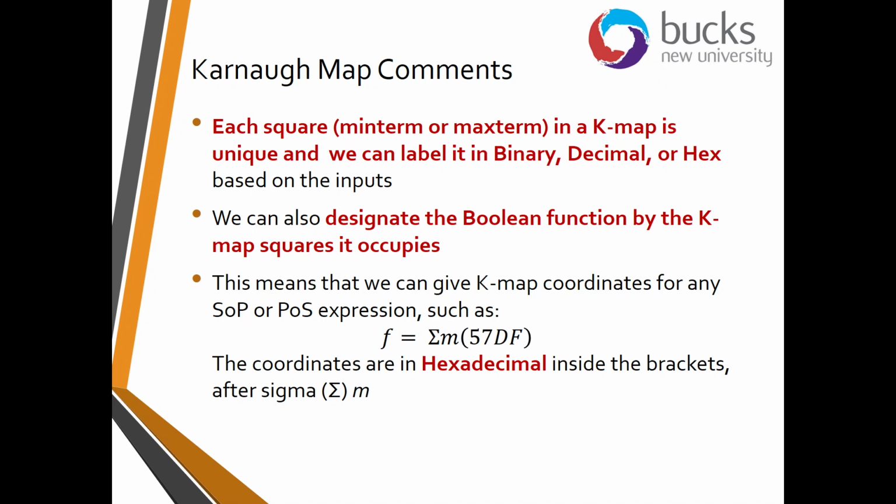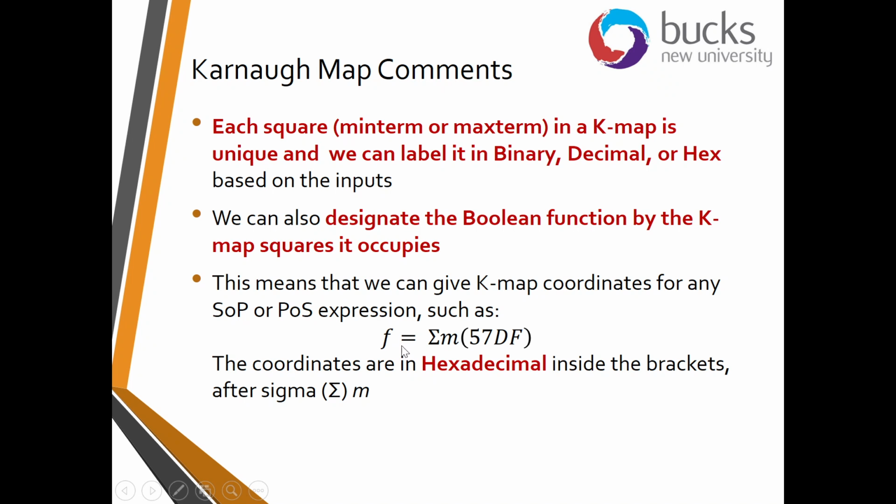We can also designate the Boolean function by the K-map squares it occupies. So this means that we can give K-map coordinates for any SOP or POS expression. So rather than having the full expression, I can give you a set of coordinates and say this is for SOP, you just fill in the ones at these coordinates on the Karnaugh map. So an expression could be given as Karnaugh map coordinates, which might look like this.